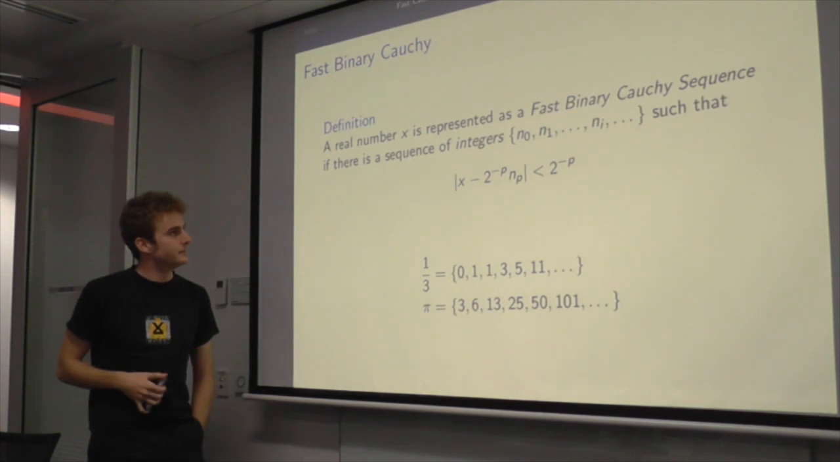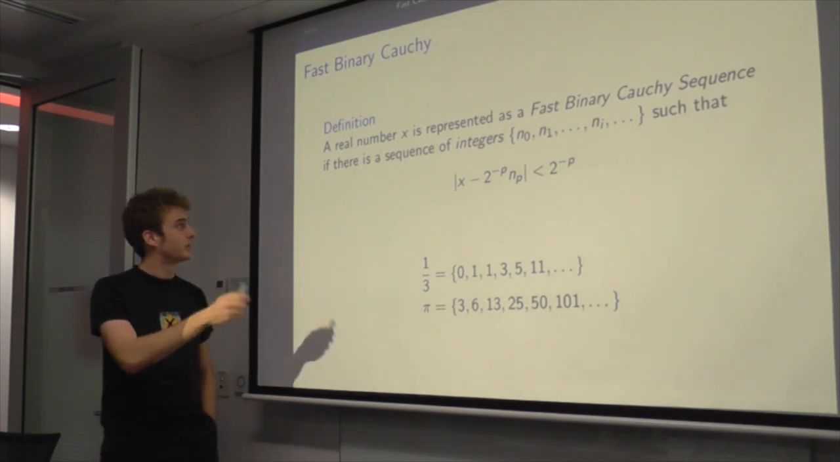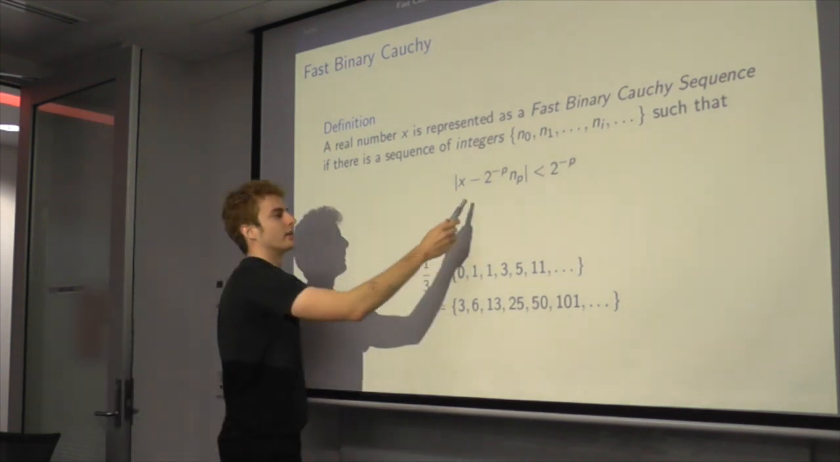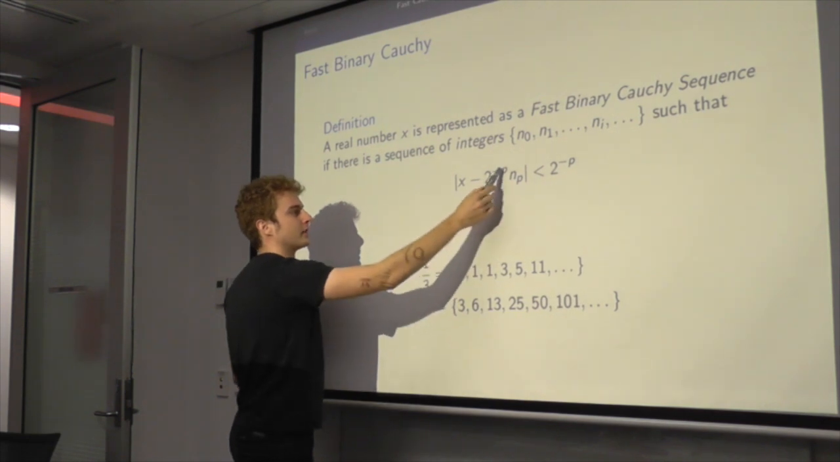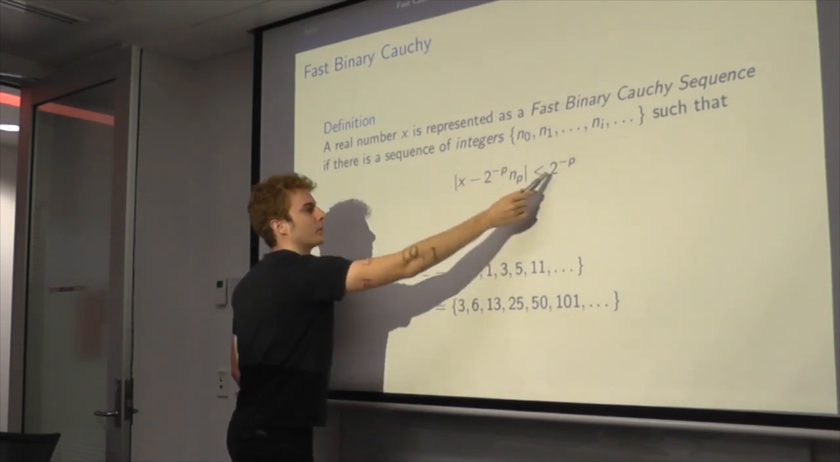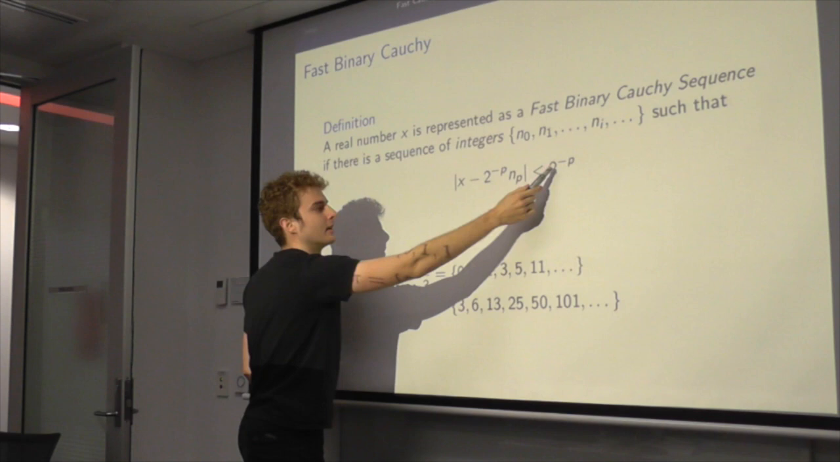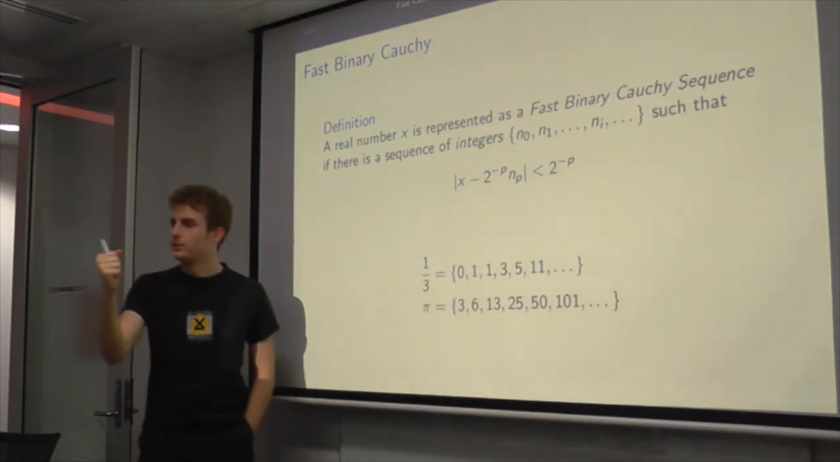Cool. So, a fast binary Cauchy sequence is a sequence of integers, so that when we divide it by 2 to the pth power, we're within 2 to the negative p of the real number that we're aiming for.